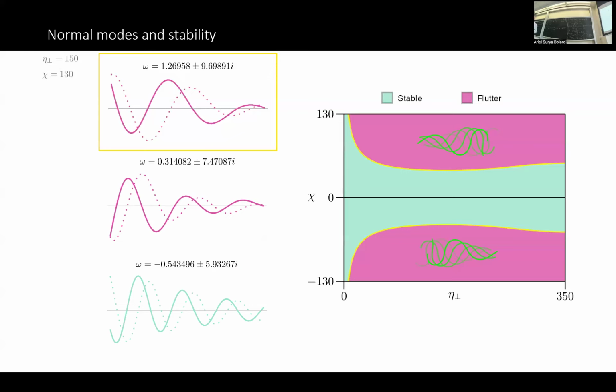Then repeating this procedure and inspecting the eigenvalues for every combination of the parameters eta and t, we can build this stability map, which tells the behavior of the system for all combinations of the parameters in this range.